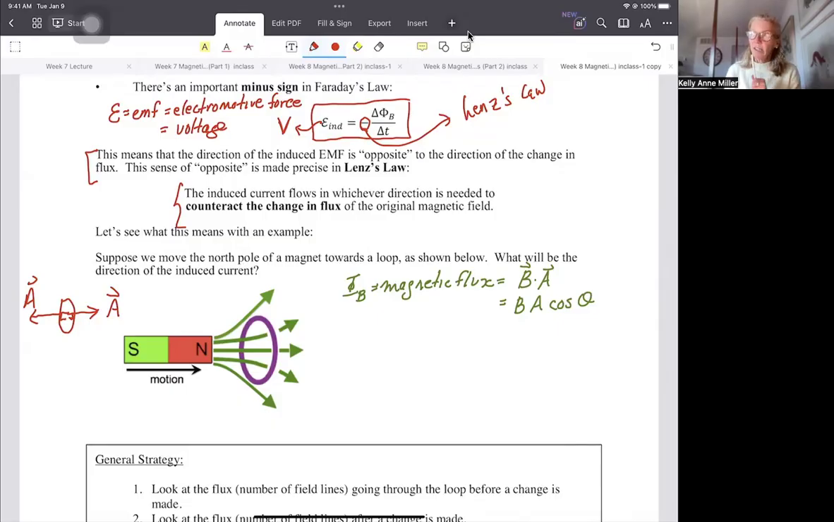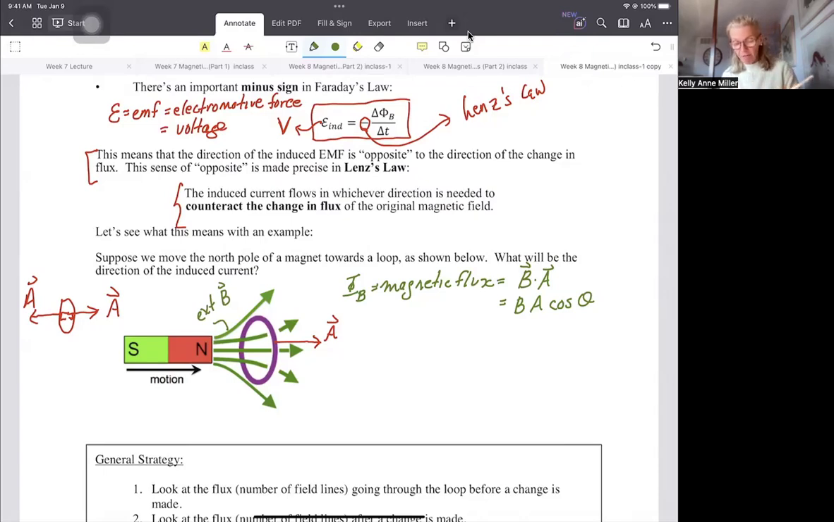What I always do when I'm trying to figure out induced current is make my area vector in the same direction as the external magnetic field. These green lines are the external B field. Remember, we're going to have another B field to contend with, an induced B field, which comes from the change in flux.